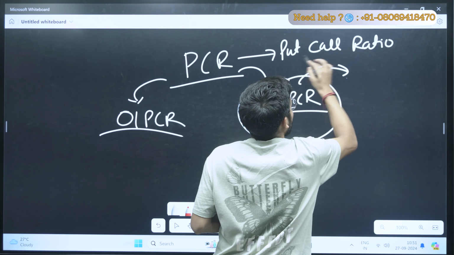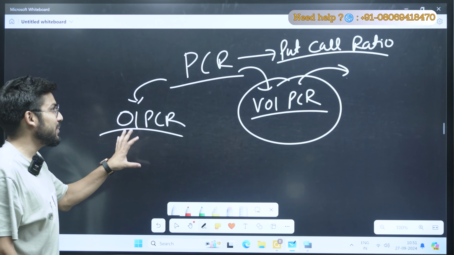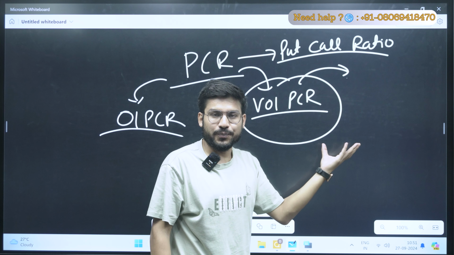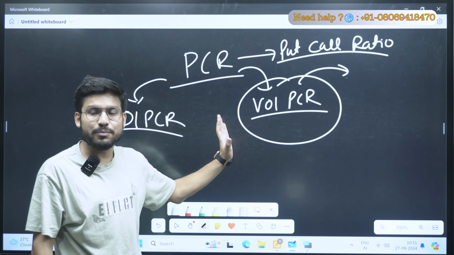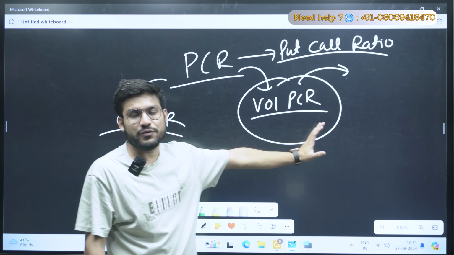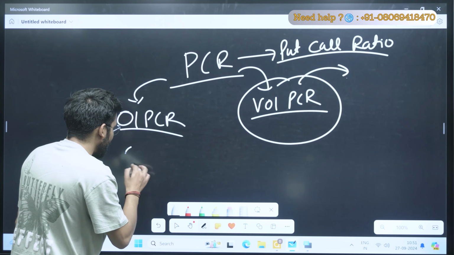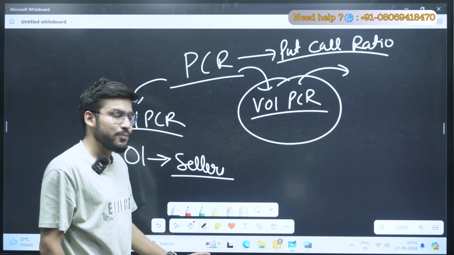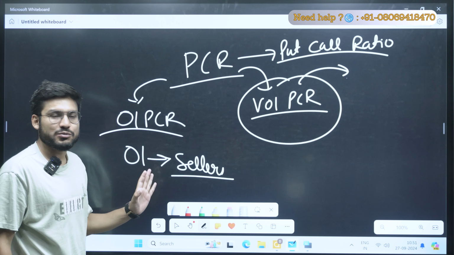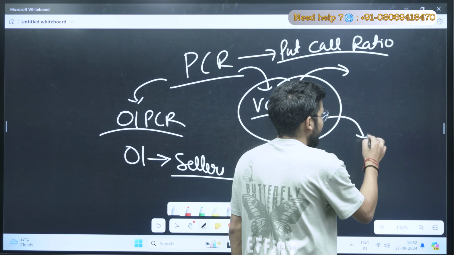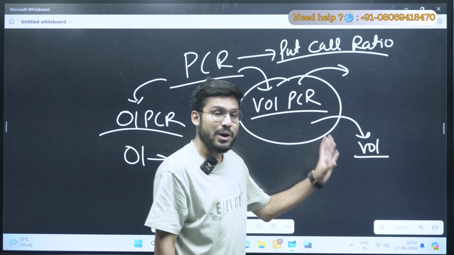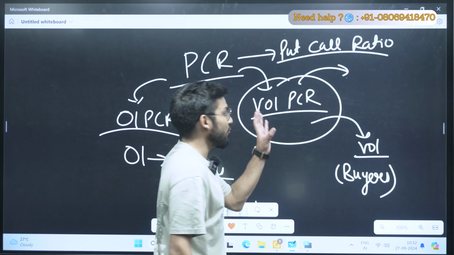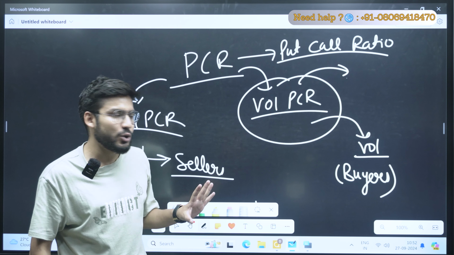Whenever I'm talking about PCR, it means put call ratio. When I talk about the OI side, it means put call ratio of OI. When I talk about volume, it means put call ratio of volume. They are different from each other because OI and volume are different from each other. OI gives me information about sellers, so we interpret OI in terms of sellers. And volume gives me information about buyers, so we interpret volume in terms of buyers. I hope you got it, right?